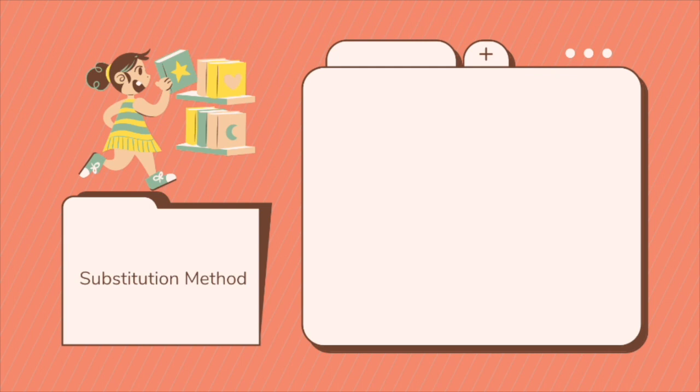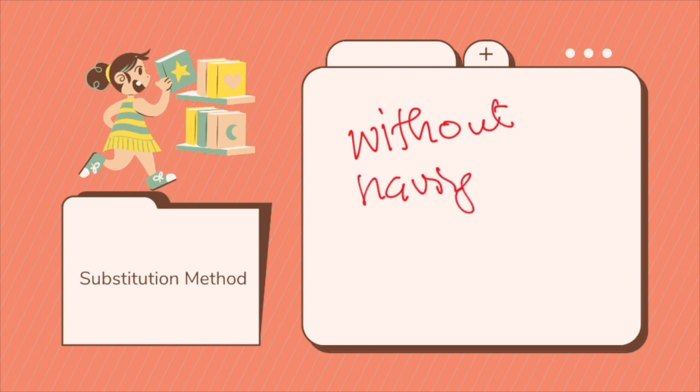So we start off with substitution. When we say substitution, just like in a basketball game, you replace one player with another of the same position. So in algebra, a similar substitution process may be used to find an exact solution to a system of equations without having to graph the lines.